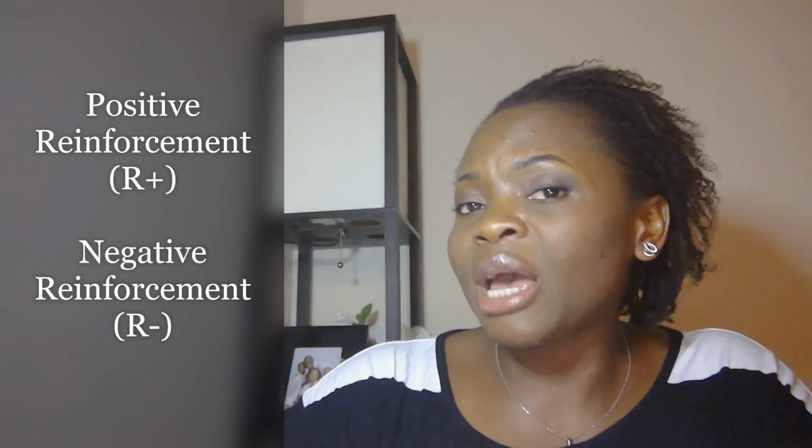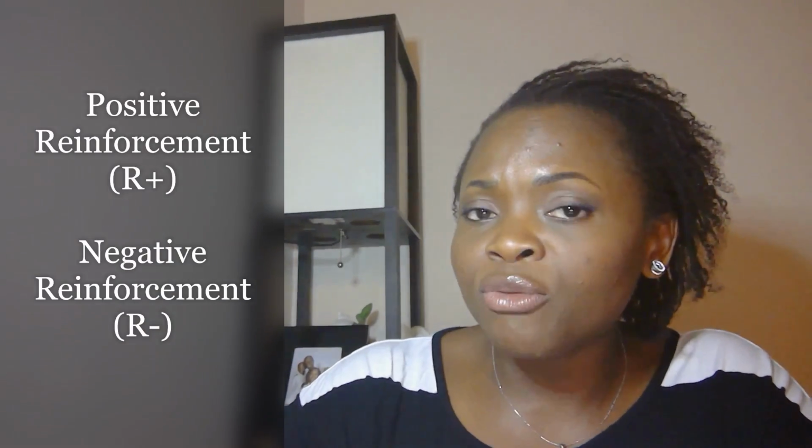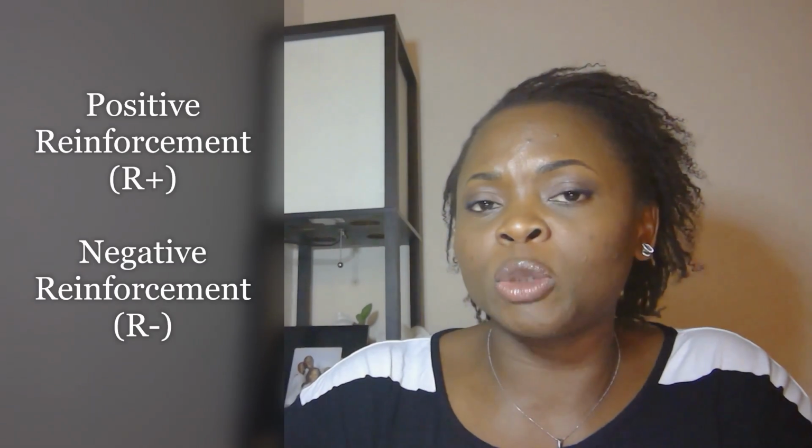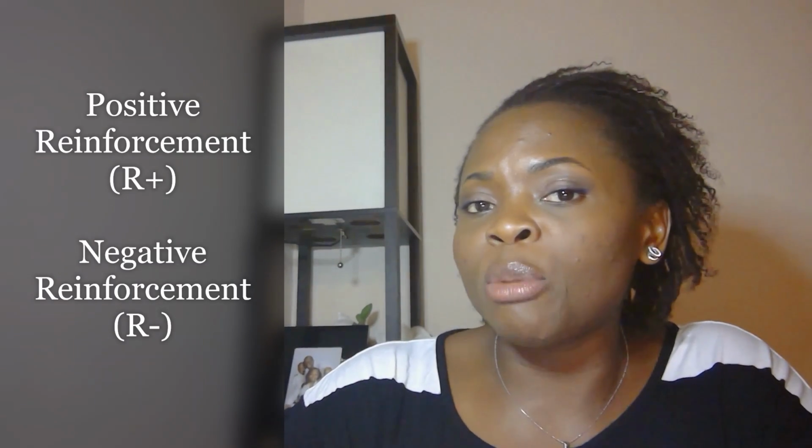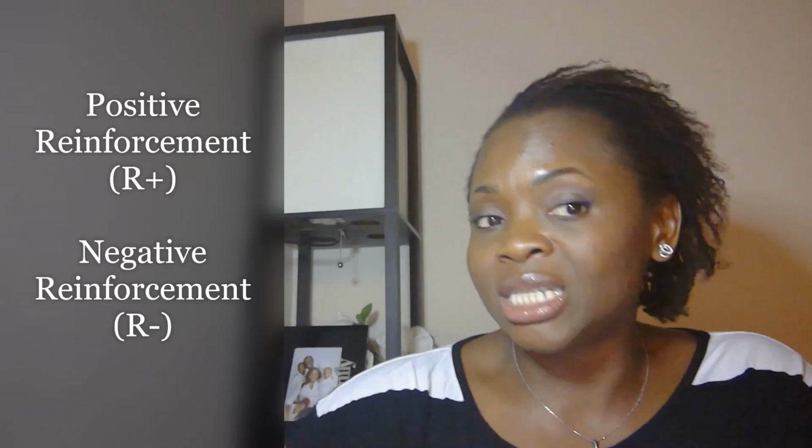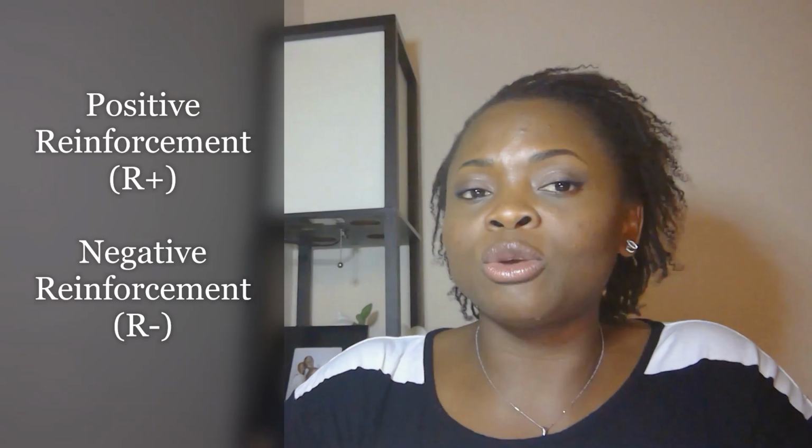So when you're done watching this video, you will know how to recognize appropriate behavior when you see it and what to do if you want to encourage it to continue. So there are two types of reinforcement: positive reinforcement and negative reinforcement. And to make it easy for you to remember, I want you to think of positive as an addition and negative as a subtraction.